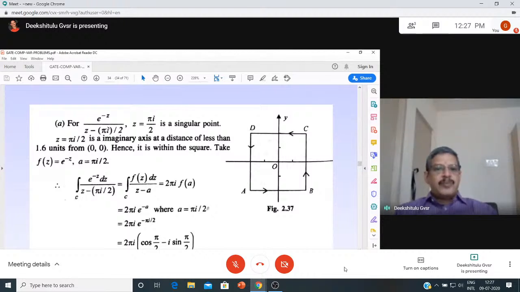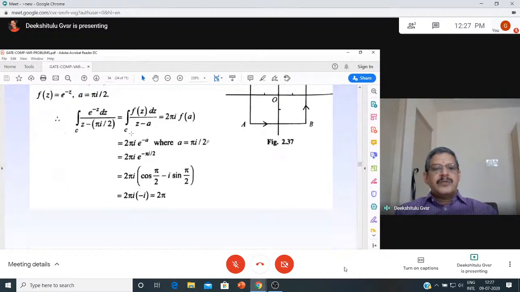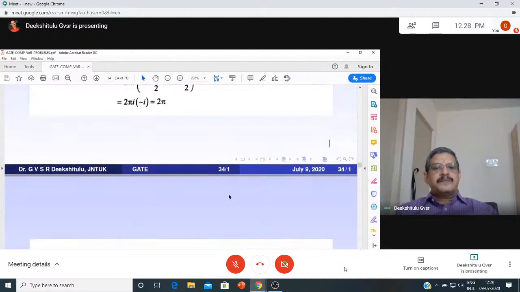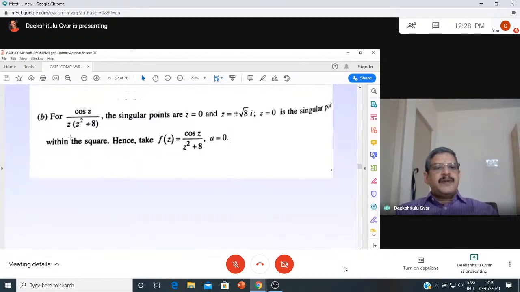So it is inside the region. The integral of e power minus z dz by z minus pi i by 2 is in the form f of z by z minus a, where f of z is equal to e power minus z, which is equal to 2 pi i into f of a. This is Cauchy's integral formula. Substitute pi i by 2 in e power minus z: 2 pi i into e power minus pi i by 2, which is cos pi by 2 minus i sin pi by 2.